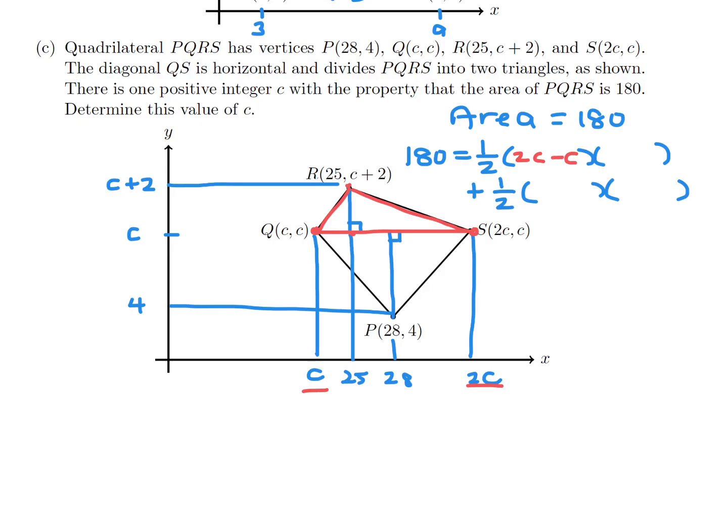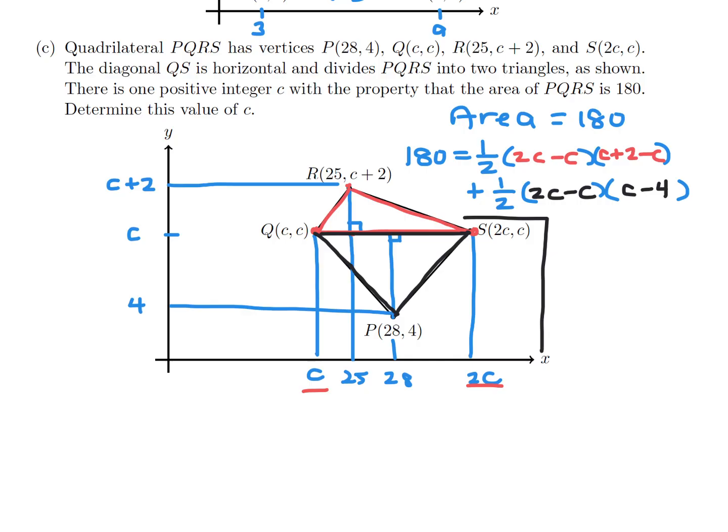Wait, hold on. Let me backtrack here. C plus 2 minus C. Yeah. Okay, now the next triangle, obviously this bottom one, 1/2 base. The base is, again, 2C minus C. And the height looks like it'll be C minus 4. And there we go. That's pretty much the equation.